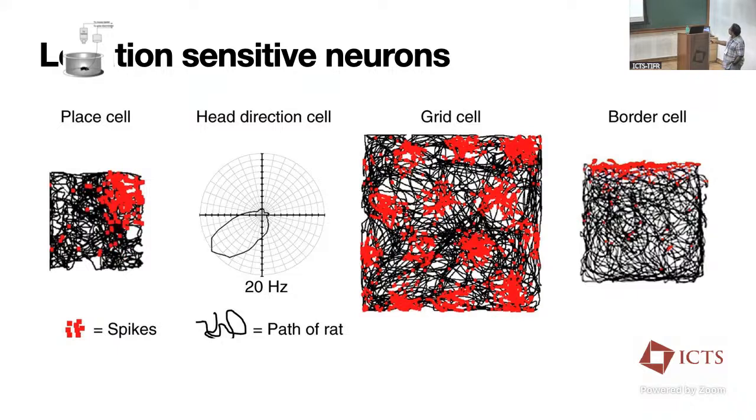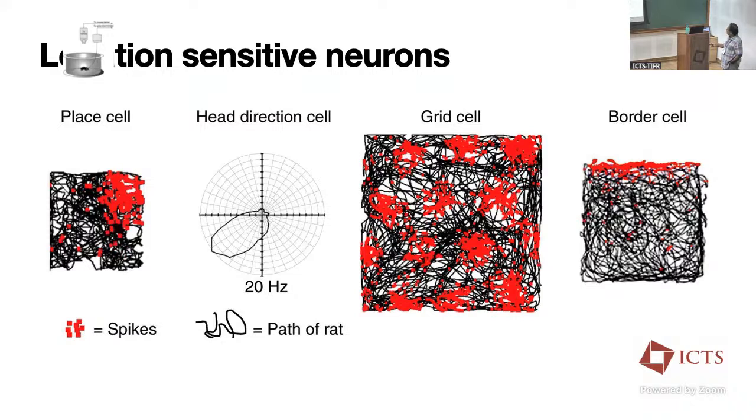This neuron spikes when it reaches the border of a region. Here, they've plotted the firing rate of a particular cell, and this cell fires when the animal is pointing in a particular direction. Right? So these are all different location-sensitive neurons. The one that I'll be focusing on is this remarkable cell called a grid cell, for obvious reasons.